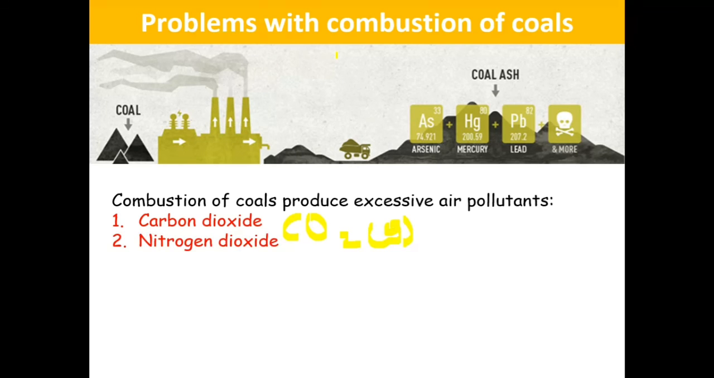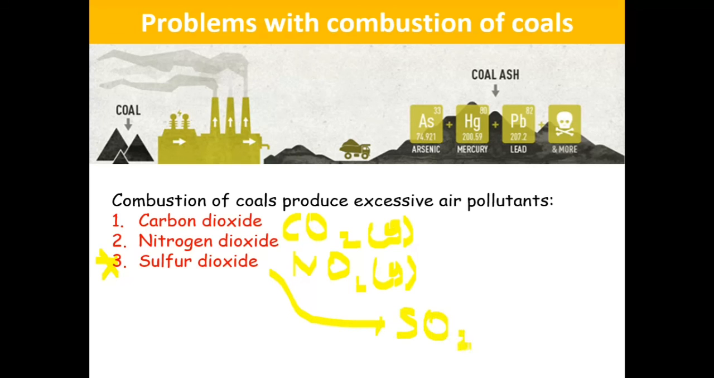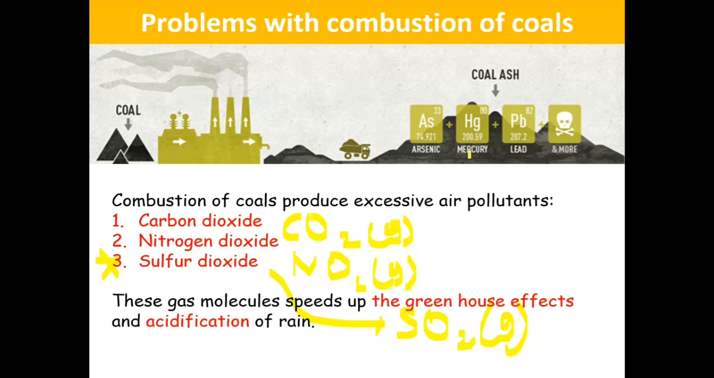Nitrogen dioxide, which is known as NO2 gas. Sulfur dioxide, this one is deadly. It's SO2 gas. And these gas molecules speed up the greenhouse effect and acidification of rain.